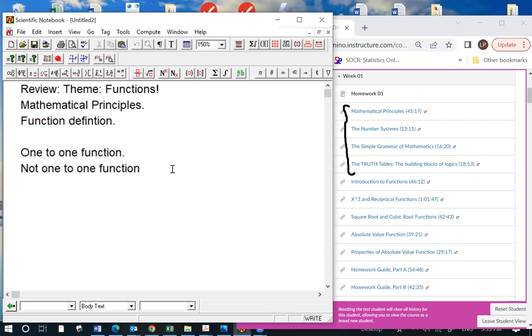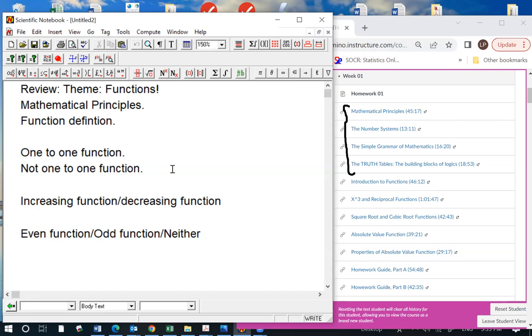After that, we talk about increasing function and decreasing function. These are important concepts. Increasing function, decreasing function, and even function, odd function, or neither. So 3 categories of functions. At the beginning of the semester, we introduced these concepts, and then we talk about specific functions.